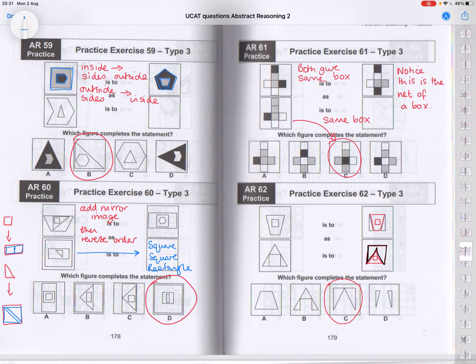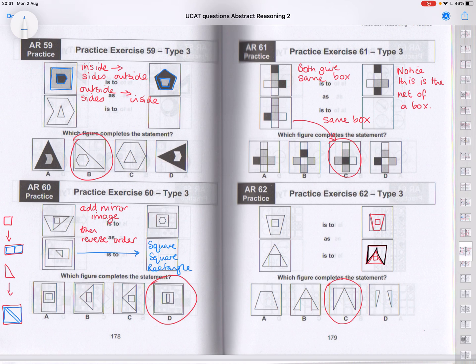For exercise 60, we need to add the mirror image to each shape and then reverse the order of all the shapes. So a square becomes a rectangle, a triangle becomes a square, and the trapezium becomes a hexagon. So if we have a look at the ones in the bottom, we need something that ends up in the order of square, square, rectangle, and the only one that has square, square, rectangle is D.